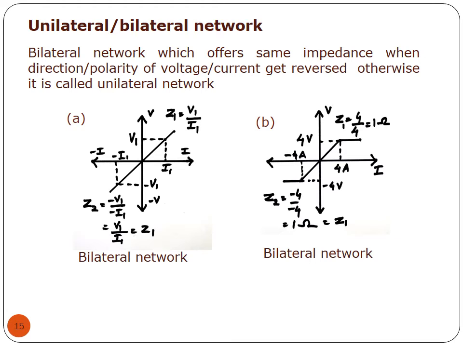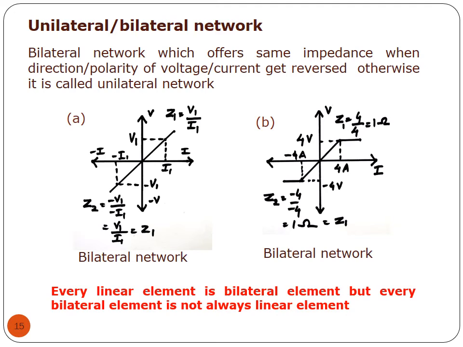So figure A is a bilateral network. Let's go for figure B. Here also Z1 and Z2, both impedances, have the same value, which is 1 ohm. So it is considered a bilateral network. Every linear element is bilateral, but every bilateral element is not always a linear element. So this is the thing that, dear students, you need to remember.